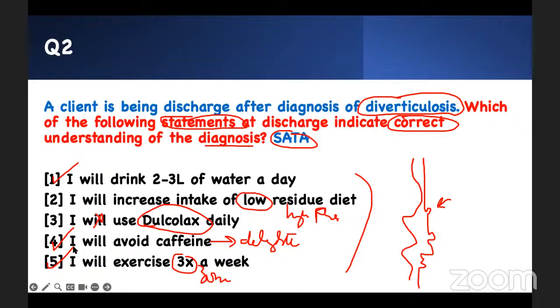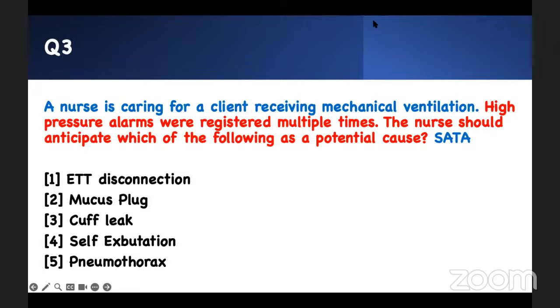Okay. 3 questions. Number 3. A nurse is caring for a client receiving mechanical ventilation, right? The client is intubated. High pressure alarms were registered multiple times. The nurse should anticipate which of the following as a potential cause?